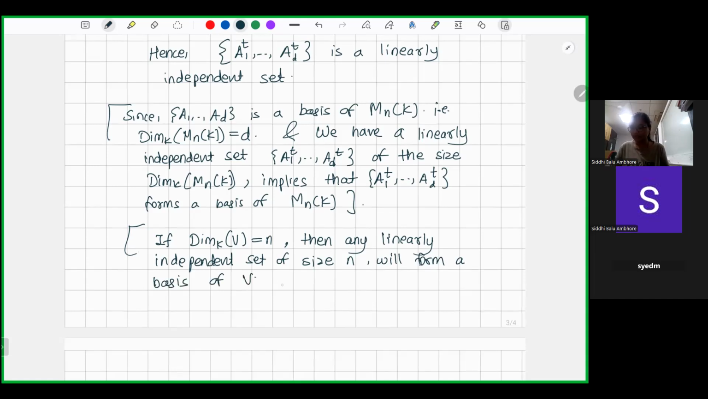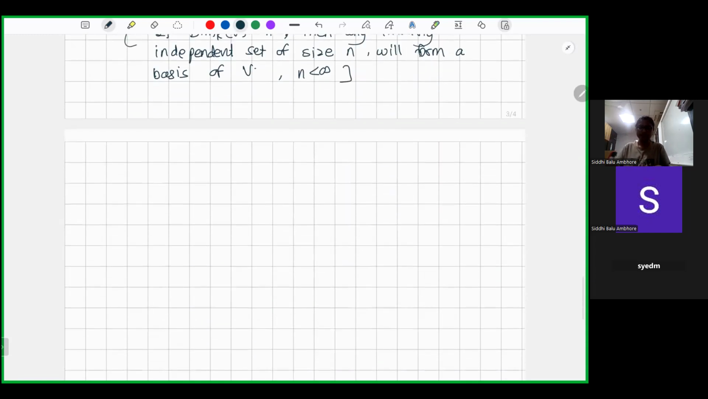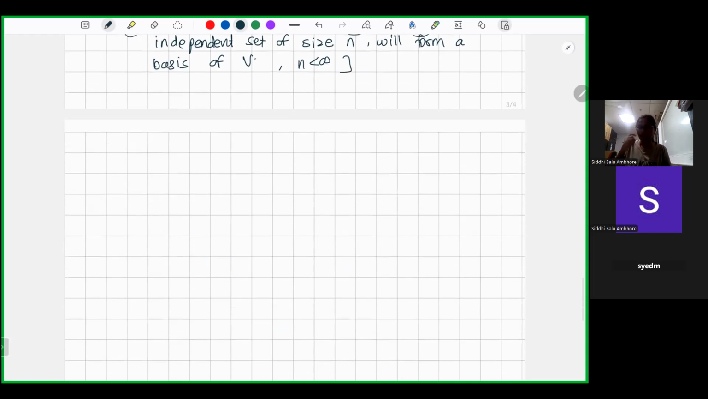Okay, and this n is definitely, I'm assuming, some finite number. So that is what I'm saying. So from here itself, we can declare that A1 transpose to AD transpose is a basis of my vector space M_n(K). But we will also see how this spans. So the linear independence is done. Now the spanning part. I'm just adding this to understand how exactly we can do it.